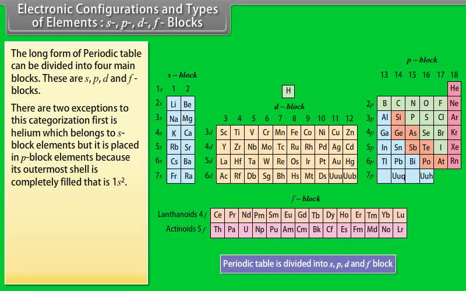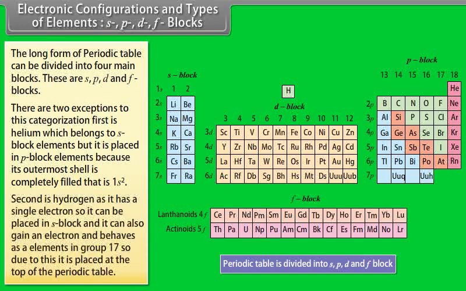There are 2 exceptions to this categorization. First is helium, which belongs to s block elements, but it is placed in p block elements because its outermost shell is completely filled, that is 1s2. Second is hydrogen, as it has a single electron, so it can be placed in s block, and it can also gain an electron and behave as the elements in group 17. So, due to this, it is placed at the top of the periodic table.